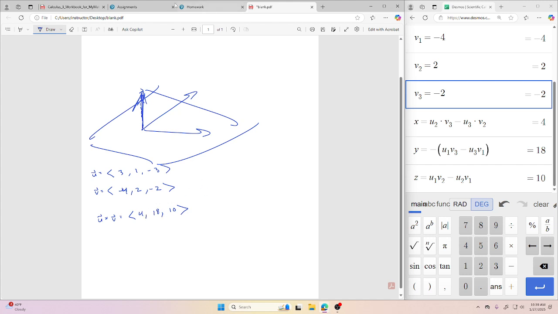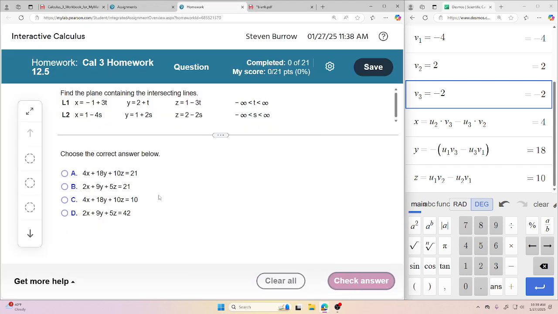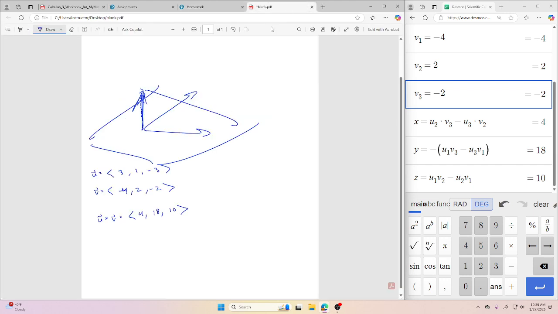So 4, 18, and 10. That's going to be my answers. 4, 18, 10. So we're down the right road. Now, what I need is to find the last number. So what we have right now is 4x, 18y, 10z is equal to blah.